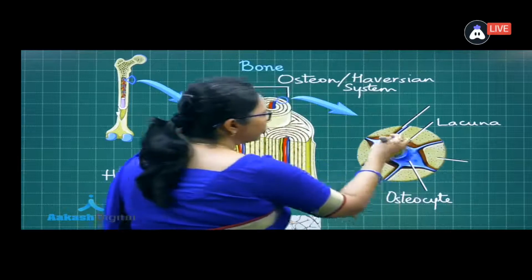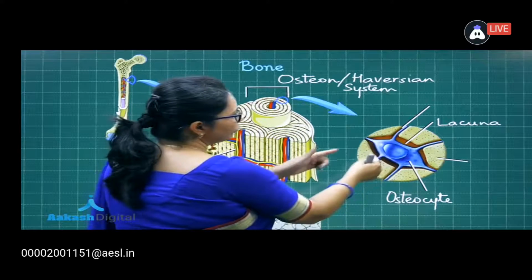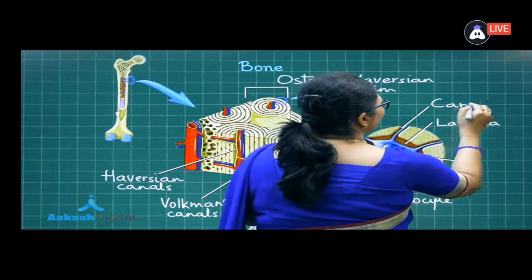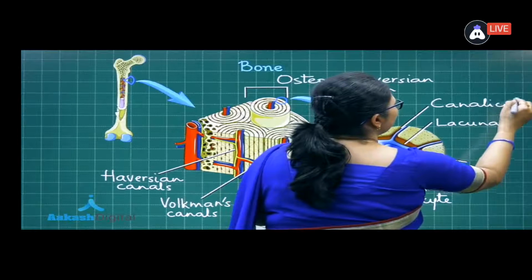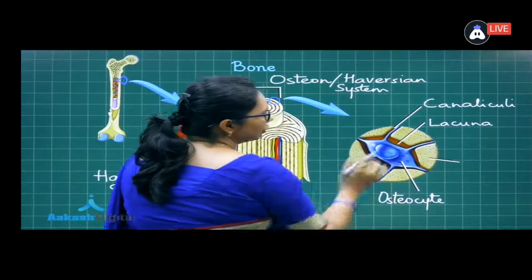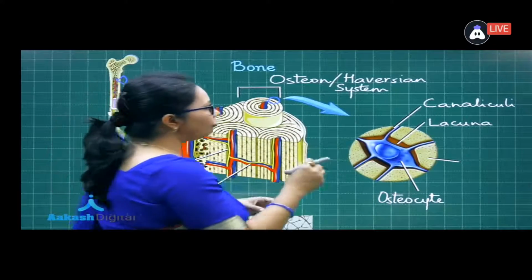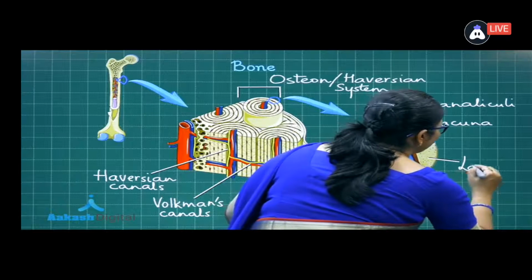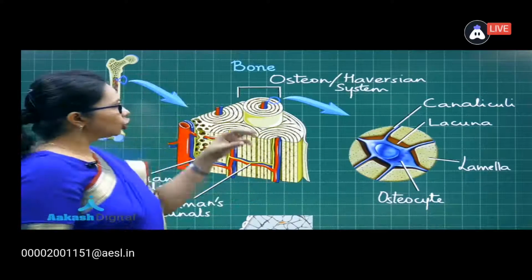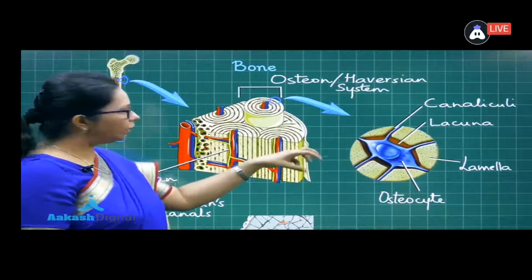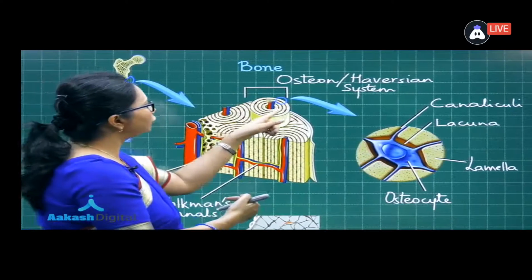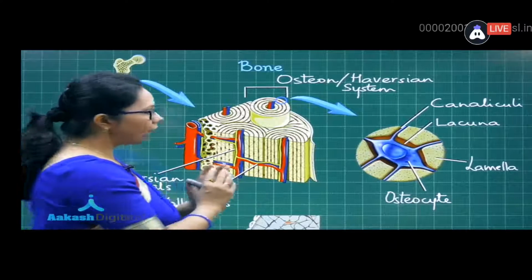And here the lacuna has small regions in which the cytoplasmic processes are lying, and these are called canaliculi, which literally means little canals. And this portion here is the matrix. Now the matrix is present in the form of plates, and such matrix is called lamella. So in case of bone, the matrix is lamellar, and a number of concentric rings of these lamellae are present, and between these the osteocytes are present.